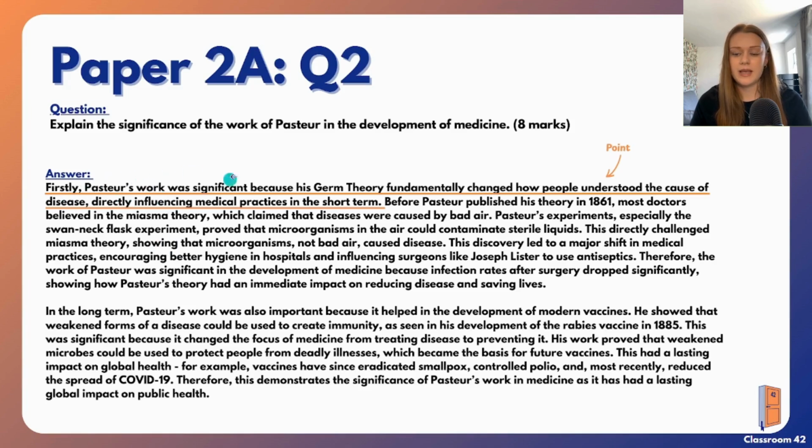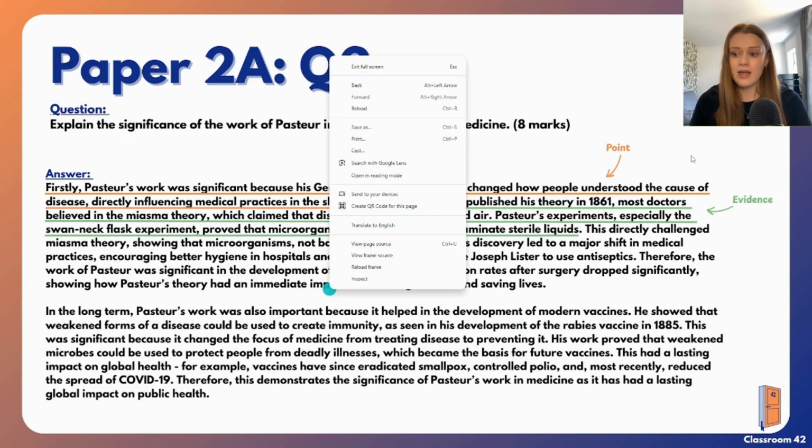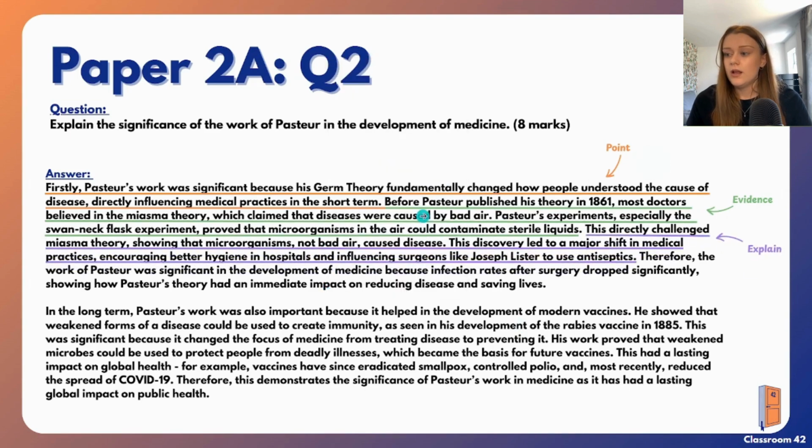So firstly, Pasteur's work was significant because his germ theory fundamentally changed how people understood the cause of disease, directly influencing medical practices in the short term. So you can see here we're talking about the short-term effects. Then we're going to give our evidence. So here we have said, before Pasteur published his theory in 1861, most doctors believed in the miasma theory, which claimed that disease was caused by bad air. Pasteur's experiments, especially the swan neck flask experiment, proved that microorganisms in the air could contaminate sterile liquids.